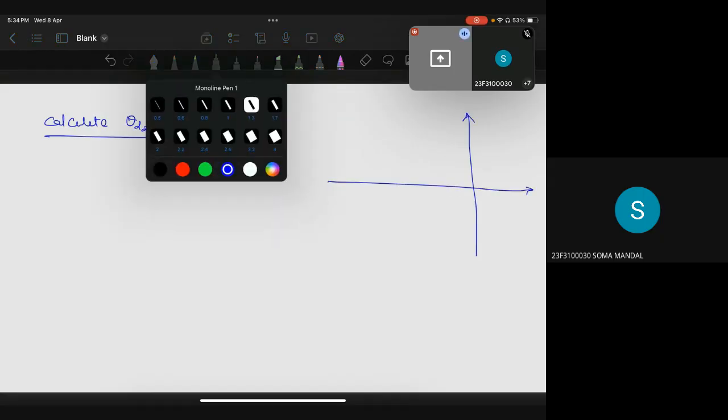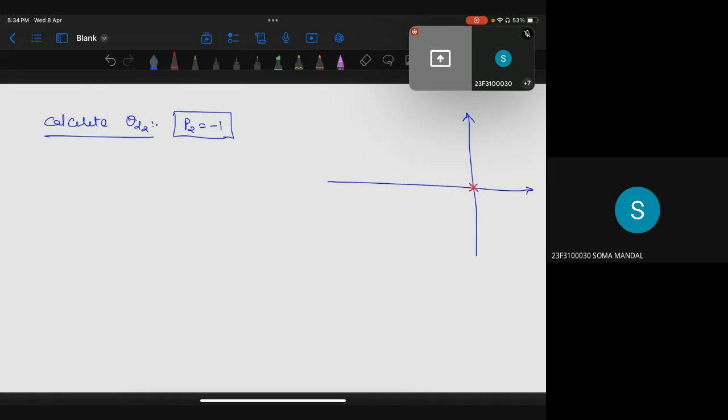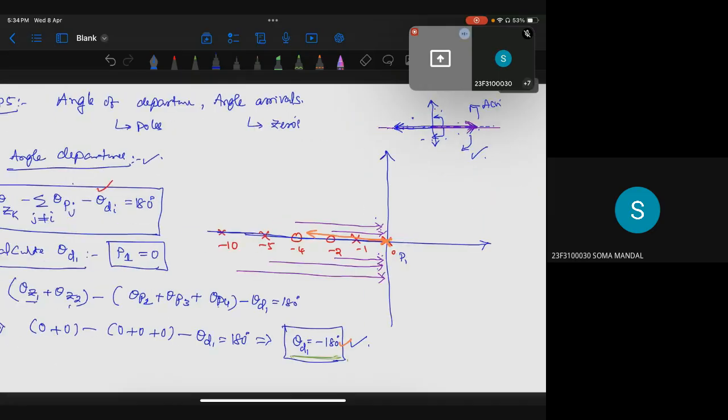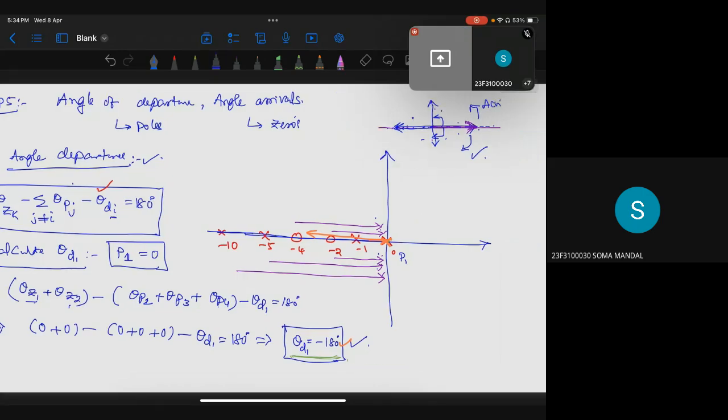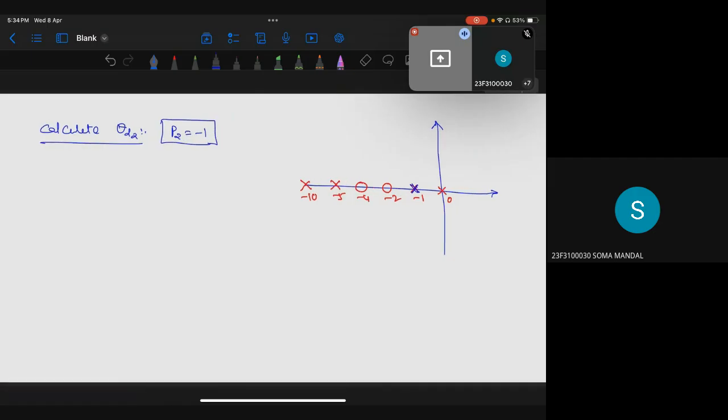So here we have pole at minus 1, a pole at 0, 0, and a pole, correct? So this is 0, minus 1, minus 2, minus 4, minus 5, minus 10. Am I correct? Now what we are looking at is this one. So now basically again what we have to do is the same thing. We have to write the extension of this equation. Here I will become 2. Now that equation would be like this.